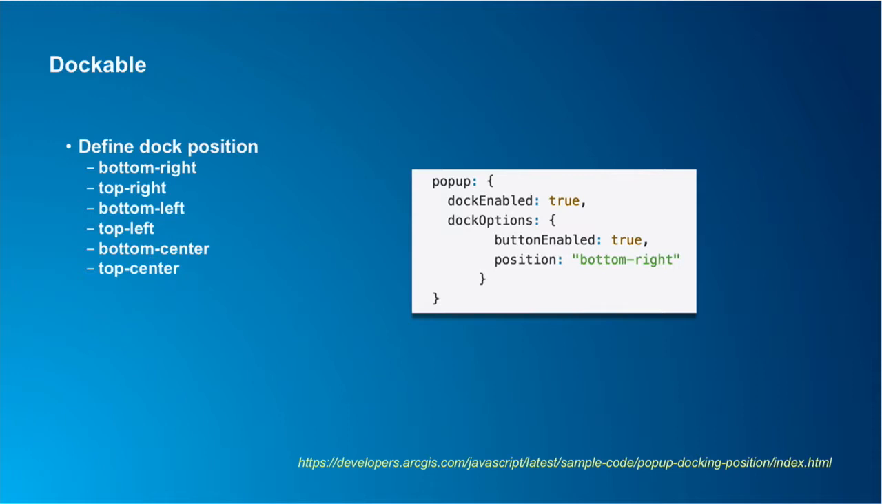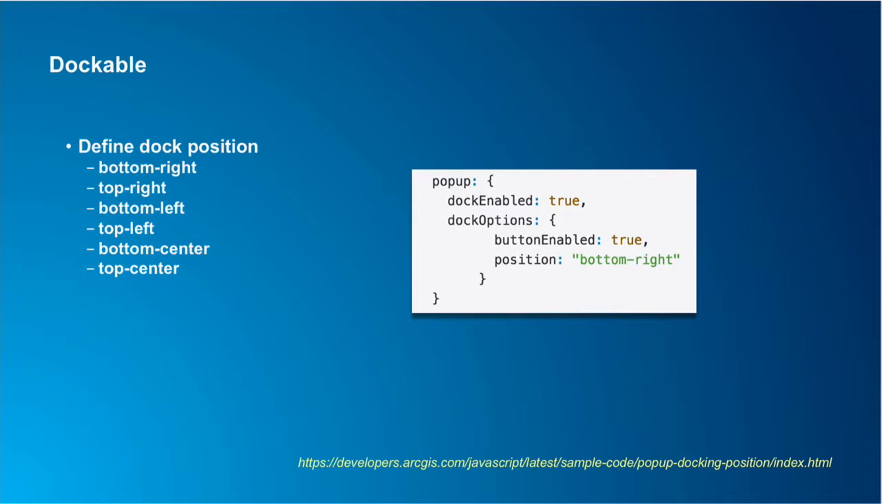I mentioned earlier that these pop-ups are dockable out of the box. I'll show you what that means in a second. There are several different dock options that you can specify when you're setting up your map view or scene view. You can say where you want it to dock, or it'll just have this dockable behavior by default. So when you create the pop-up, you set dock enabled true, and then you define some dock options.